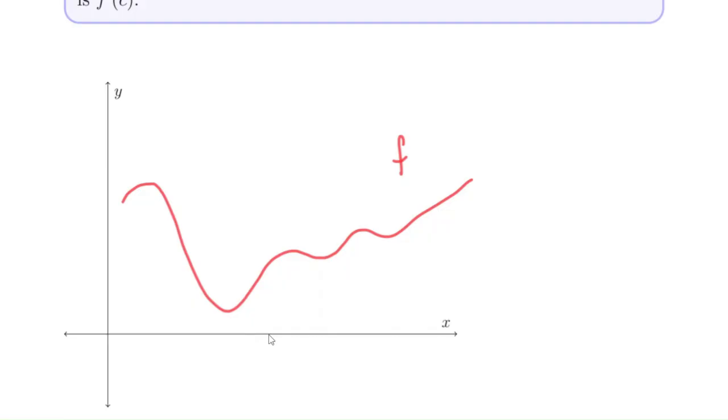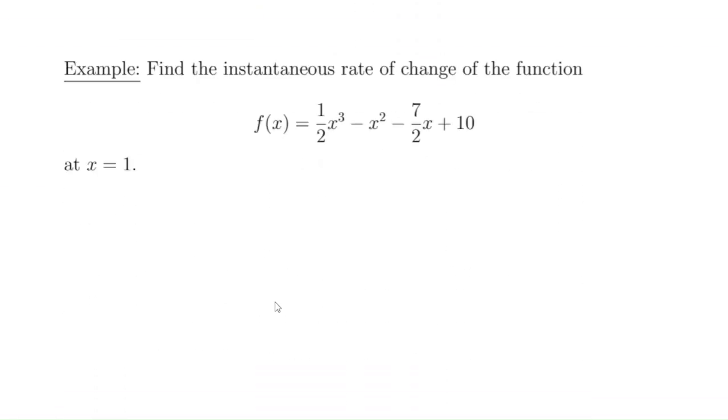So let me draw in a particular value here. Let's draw it in blue. At this point here, the slope of the tangent line there, f prime of c, would represent the slope of the tangent line. That's the instantaneous rate of change of f at x equals c. So notice we're not talking about how the function is changing over an interval. We're talking about how the function is changing at one particular value, at x equals c. So let's look at an example.